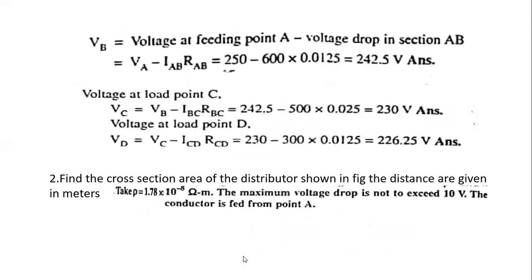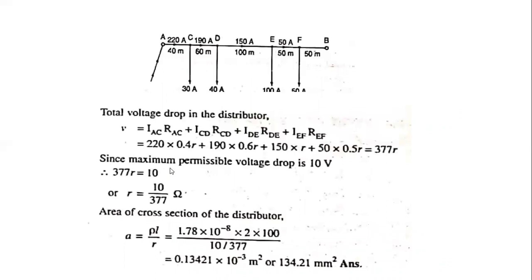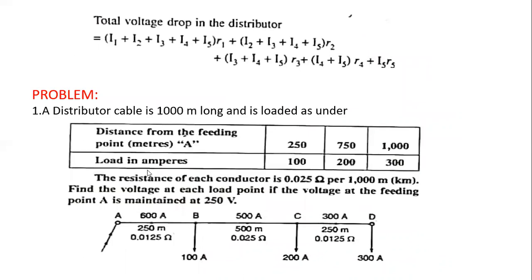How many loading points are there in the given figure? We have four loading points, C, D, E, F. This is also the distribution fed at one end. By using this formula, we are calculating the cross-sectional area. That will be discussed in the next class. This is the derivation for the distribution fed at one end, that is the A end, for concentrated loadings.